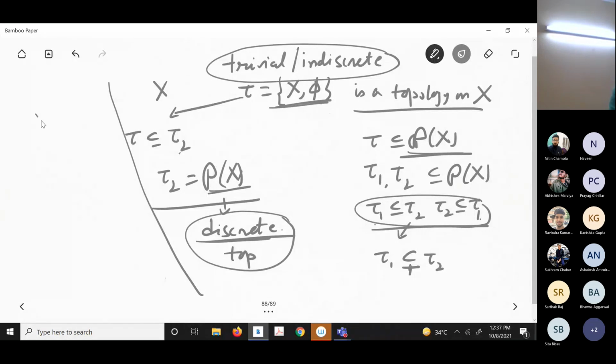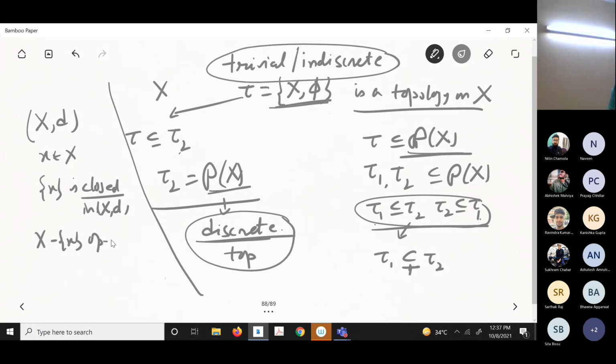Remember that if you have a metric space (X, d), then we have proved that every singleton {x}, if x belongs to X, is closed in (X, d). There I defined closed. Here also I defined closed. Same way. But that means you have proved this is open in (X, d).